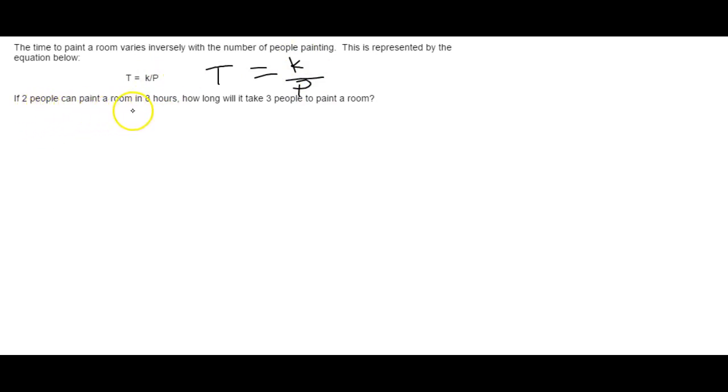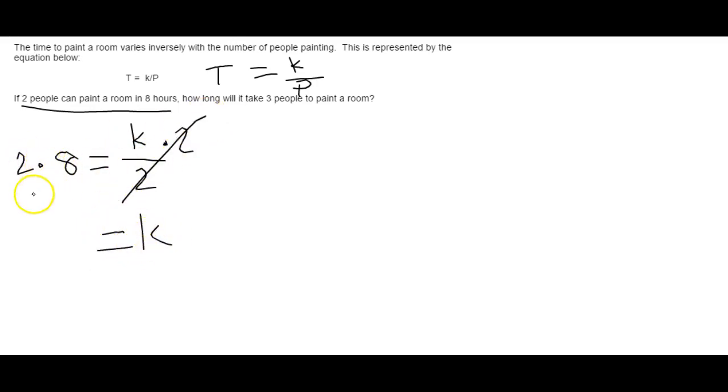If 2 people can paint a room in 8 hours, how long will it take 3 people to paint a room? So again, we're going to take the values they give us that corresponded to 8 hours, and we're going to temporarily place them in the equation to find the constant. So it was 8 hours, k over 2 people. To get k alone this time, we have to do the opposite of division, which is to multiply. The opposites cancel. We're left with 2 times 8 is 16. So now the equation is t equals 16 over p.